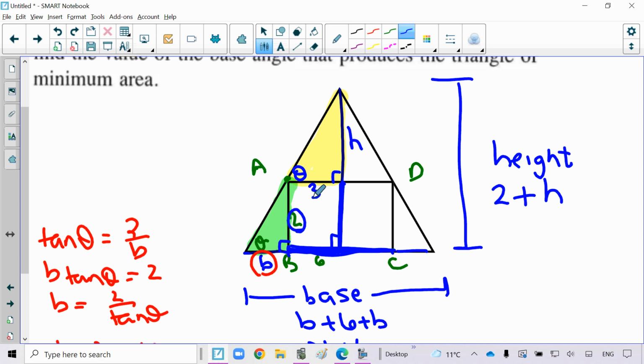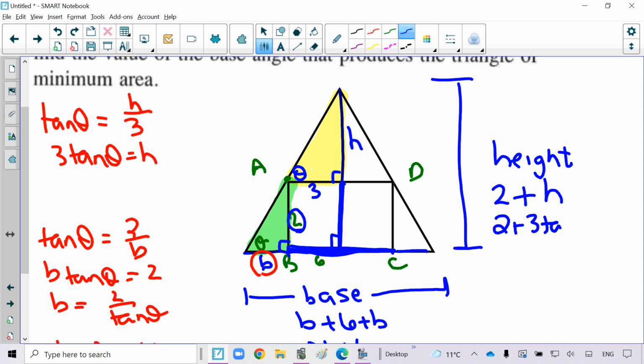So using opposite and adjacent, I have tangent again. So over here, I'll write down that tan of theta in the yellow triangle is opposite over adjacent. Multiply both sides by 3 to get rid of the fraction, and I get that the height is 3 tan theta. So over here, 2 plus the height, which is 3 tan theta. That will be the height.